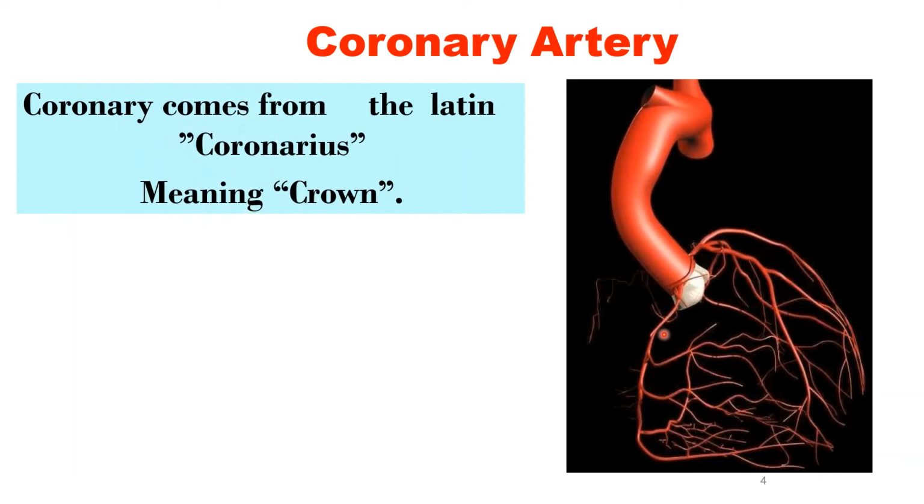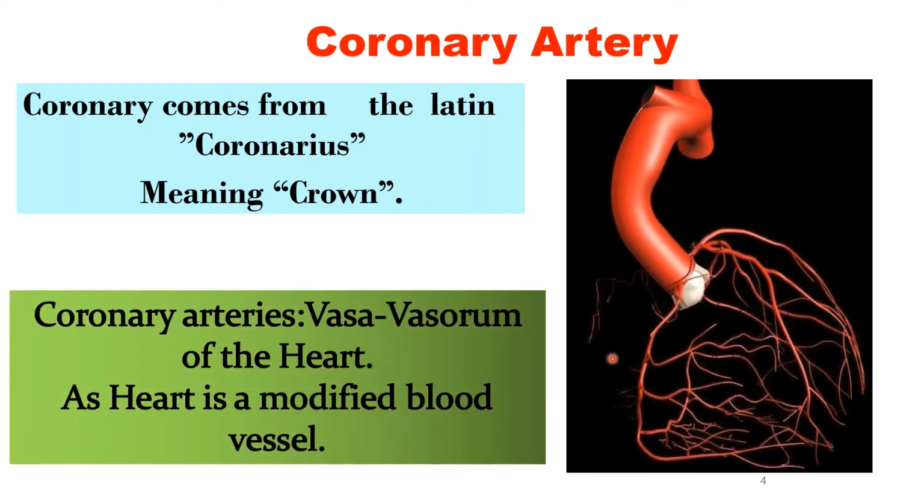You can see here this bush-like, crown-like structure. Coronary comes from the Latin word coronarius, meaning crown. And these coronary arteries arise from a vessel and supply the heart, which is also like a vessel. Because the heart, you all know, by development arises from two tubes. Fusion of the two tubes gives rise to the development of the heart.